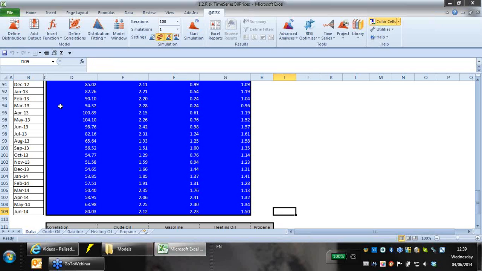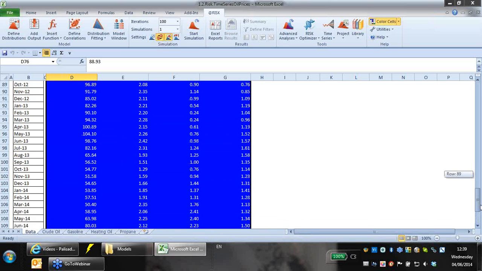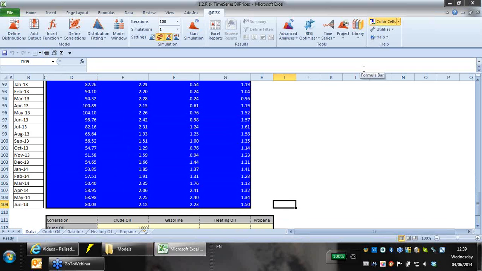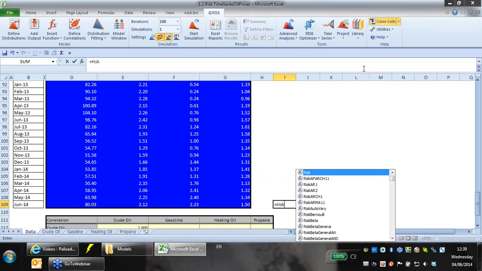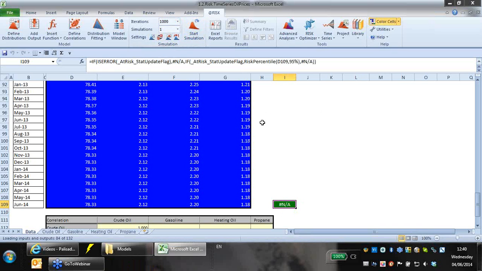A way you could use this is to imagine that you were standing back in September 2011, building a financial model, and one of the inputs was the price of oil in June 2014. You could use a RiskPercentile function, one of the very cool functions in @RISK, to find the 95th percentile, so that you're 95% confident of the price of oil in 2014. Now if I run a simulation, my P95 price of oil in 2014, based on that historic data, is 112.